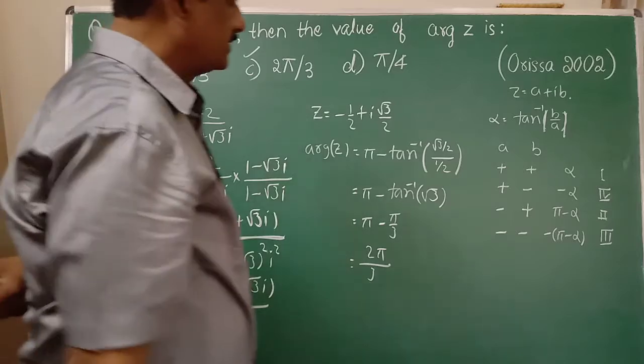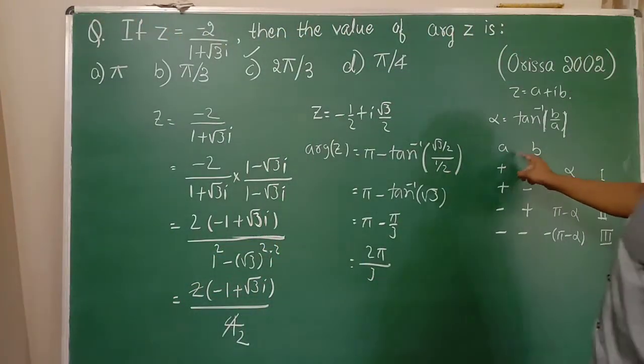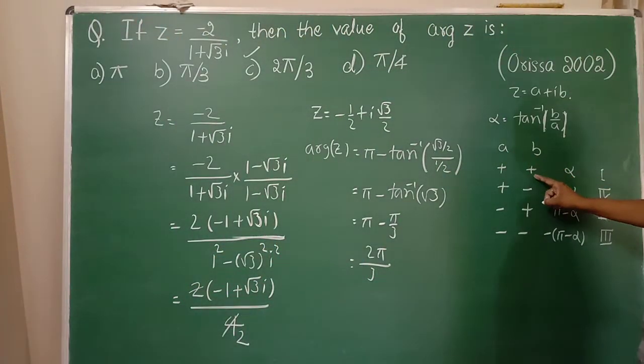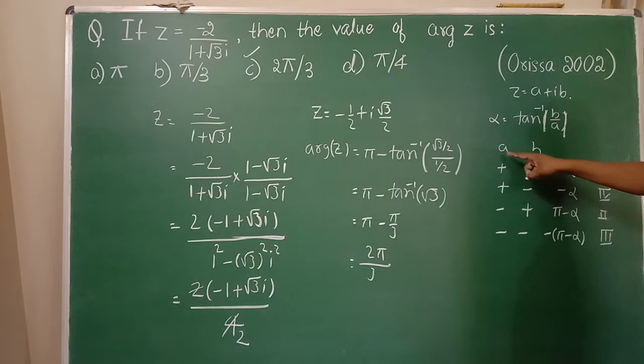This is a very important result. If a is positive and b is positive, then alpha is the argument angle, it comes under the first quadrant. If a is positive and b is negative, in that case it comes under the fourth quadrant.